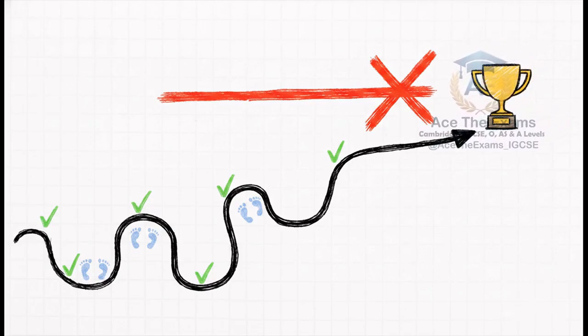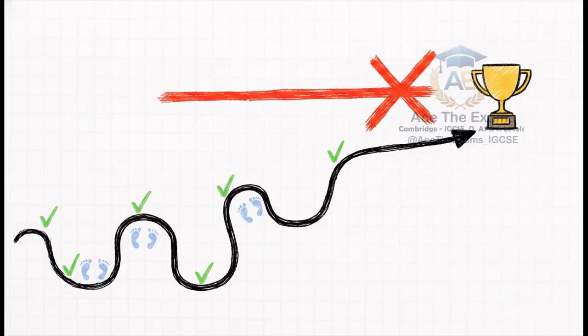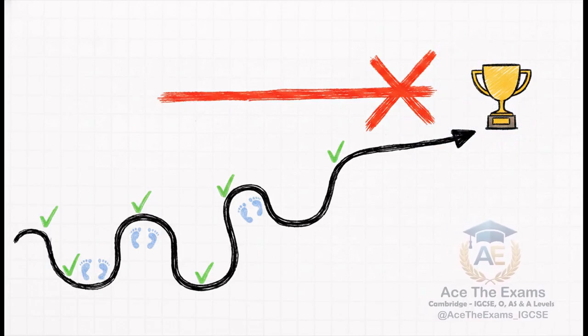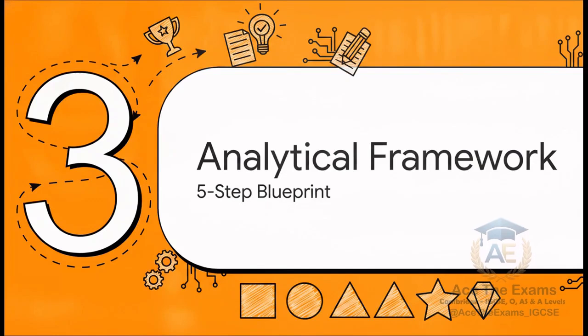You see, examiners aren't just scanning for a final right answer. They're actually awarding points for your process. They want systematic analysis. They want evidence-based reasoning. They literally want to see the journey of your logic. If you just jump straight to the conclusion, you bypass all the marks they were desperate to give you for how you got there.